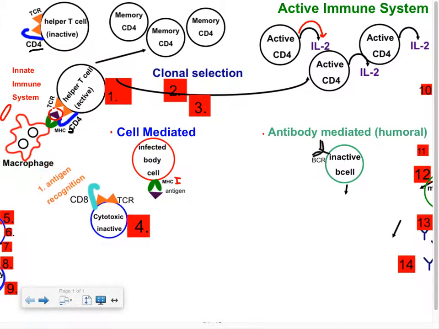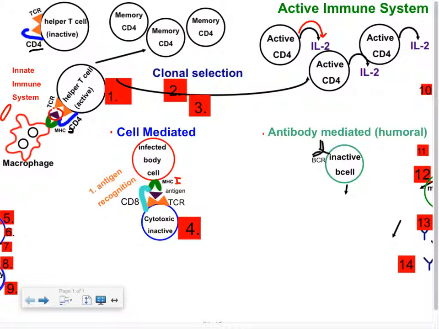And then the cells that look for them are the cytotoxic CD8 cells. Notice that it's inactive to begin with. Cytotoxic cells also have a T cell receptor, but they're called CD8 cells because they have a different protein on the surface. So it recognizes that antigen, and after it recognizes it, it becomes activated.